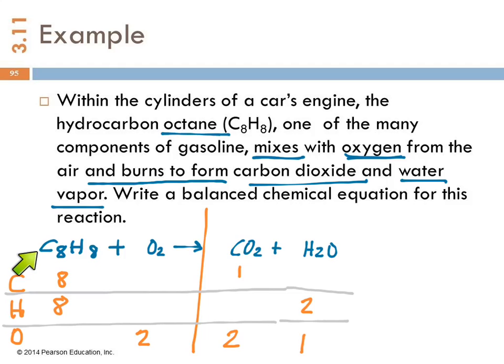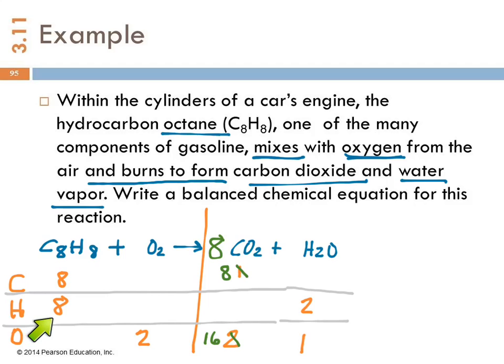But here we've got 8 carbons, and over on this side we only have 1. We can't take carbons away from this side, but we can give carbons over here. So we're going to put a coefficient of 8 in front of this. 8 CO2. That's going to give us 8 carbons. It's also going to change the number of oxygens and give us 16. Now the carbons are balanced.